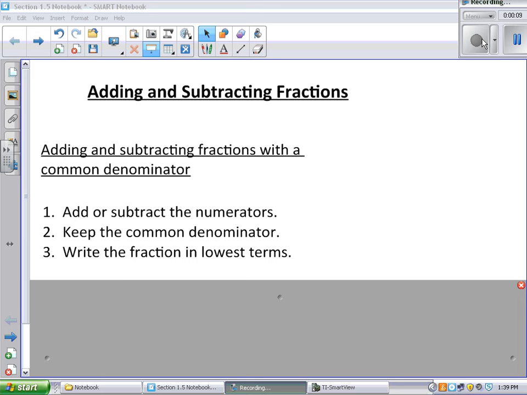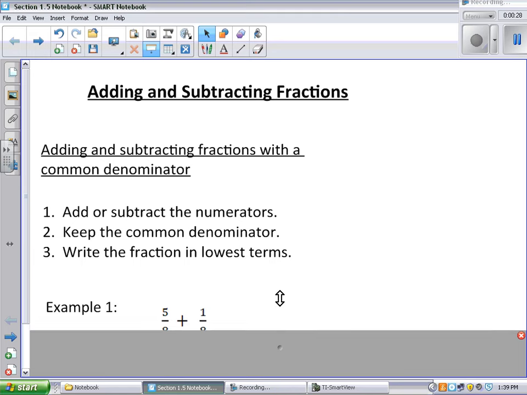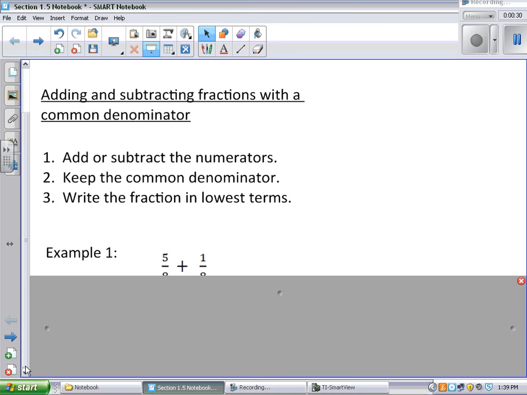Today we're going to talk about adding and subtracting fractions. First, we'll talk about adding and subtracting fractions with a common denominator. You want to first add or subtract the numerators, keep the common denominator, and as always with fractions, write your fractions in lowest terms. Let's go through these three steps with an example.